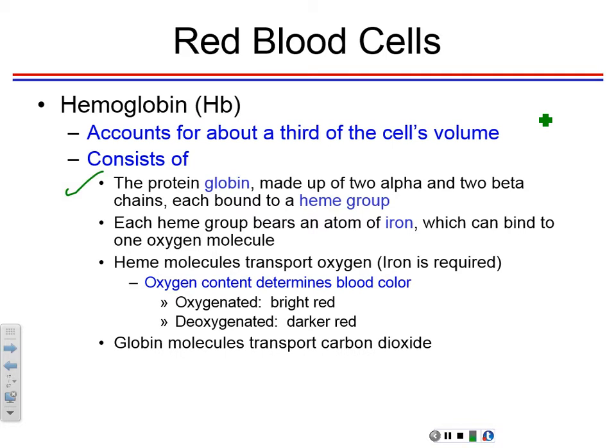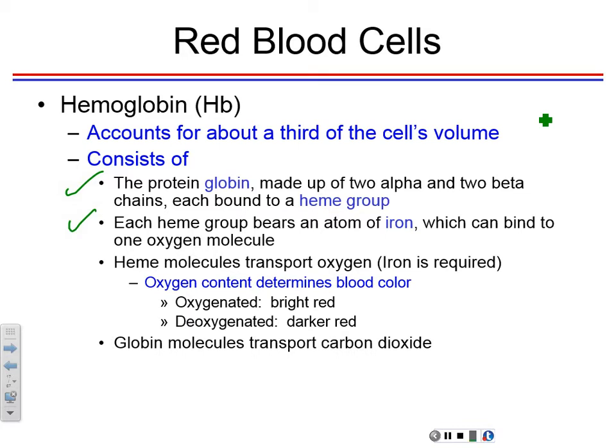Hemoglobin, of course, we'll talk about that and how it transports oxygen and carbon dioxide. The protein is the globin, a globular protein made of two alpha chains and two beta chains. Each of those chains, each unit, holds a heme group in it. Okay, and each heme group can attach to an oxygen molecule. So one hemoglobin carries 4 oxygen molecules, right?